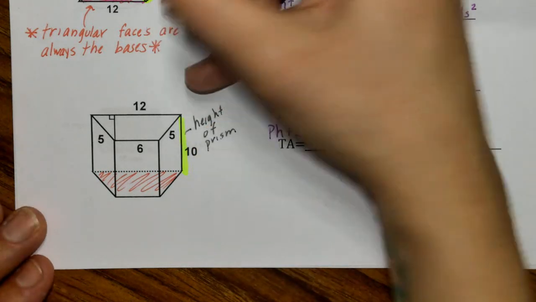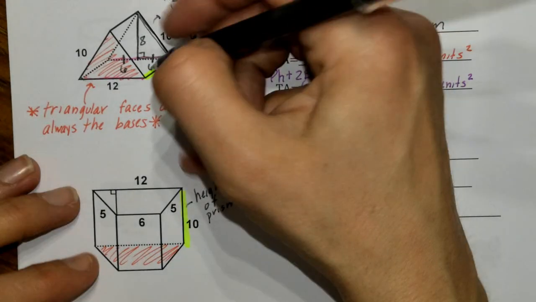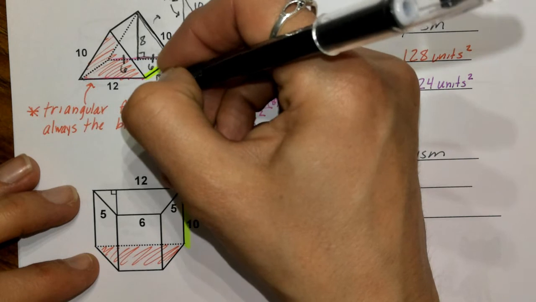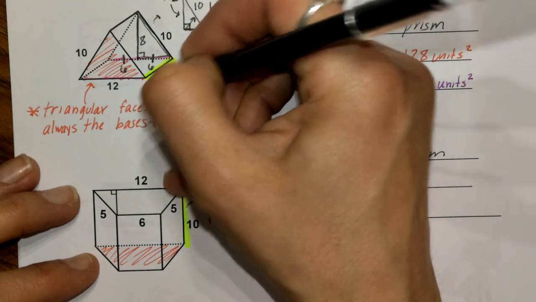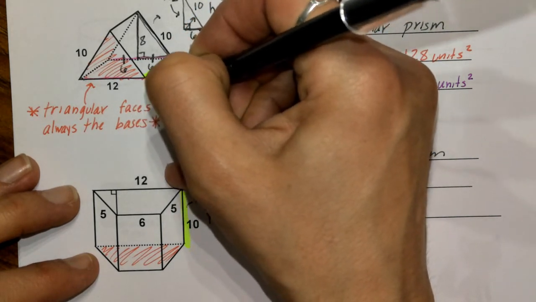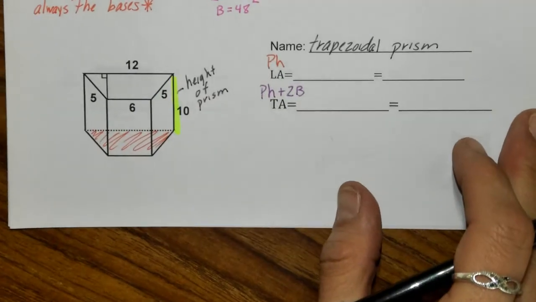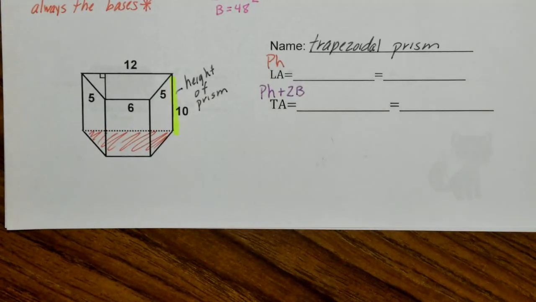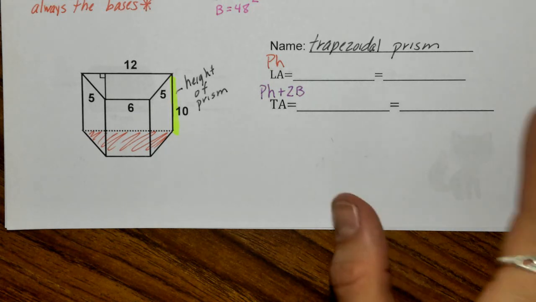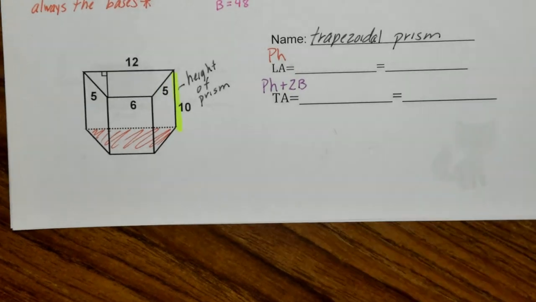Now let's go back up to our triangle one and write that same thing in. Height of prism. Squeeze it in there. Good. So we have H in both of these. Let's go find big P and let's go find big B, perimeter of the base and area of the base.